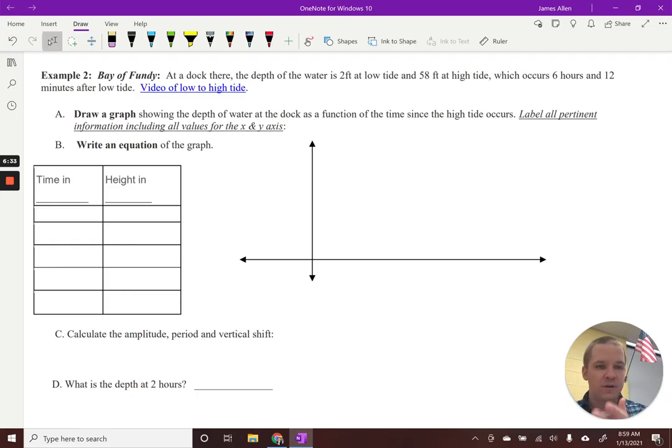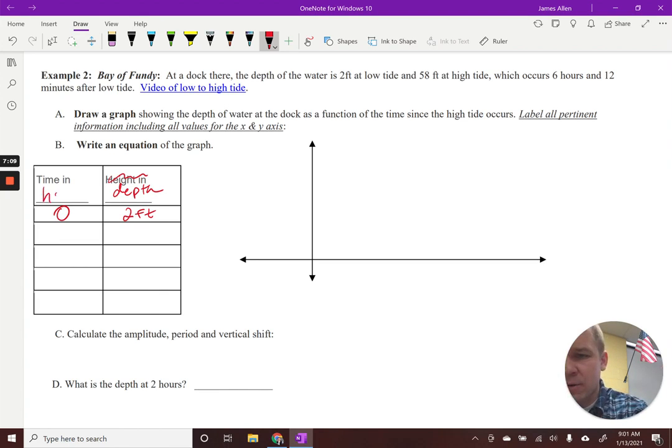And it's not like it's a perfect 6 hours, which would be a fourth of a day. It's 6 hours and 12 minutes. So throughout the year and the month, the timing of this changes, okay? So let's jot some things down. At, let's say, time 0, our depth will be at 2 feet, okay? And I'm going to change this to depth. Cool. And then it says 58 feet at high tide, which occurs 6 hours and 12 minutes after low tide.